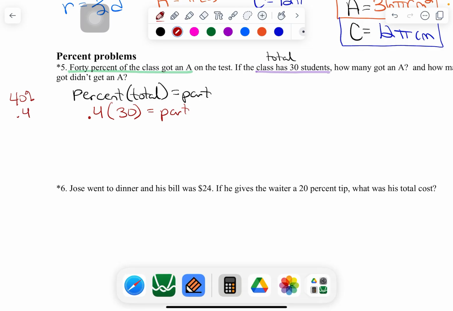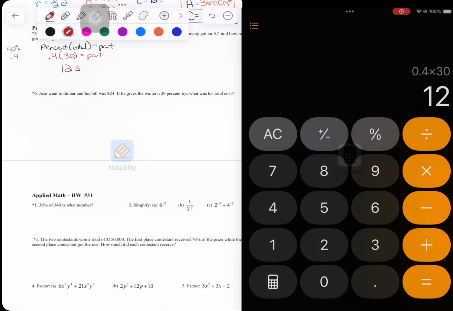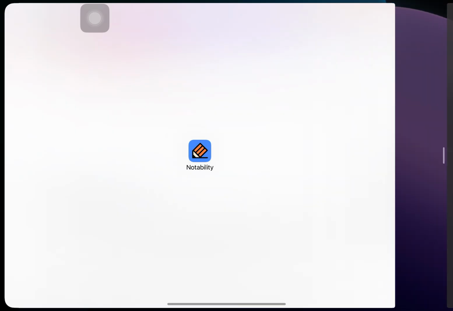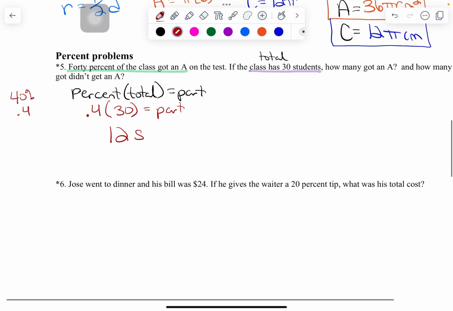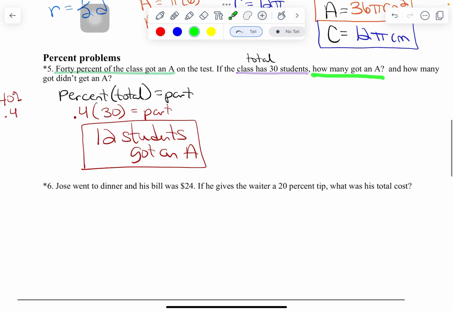So let me go grab a calculator. So 0.4 times 30 equals... All right, so 12 students. I'm going to assume it's students. Let me get rid of the calculator now. There we go. Okay, so 12 students got an A. All right, so that's the first question, right? How many got an A?